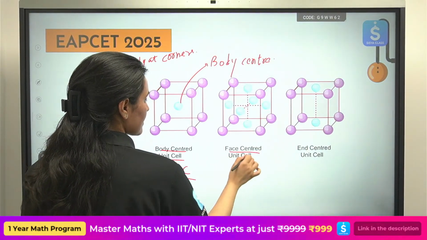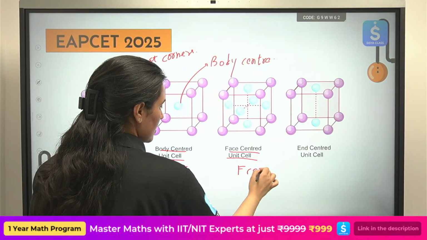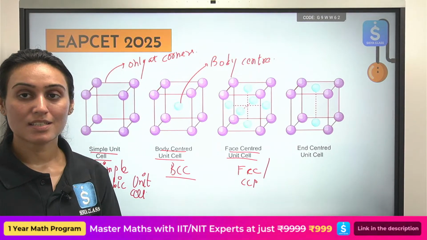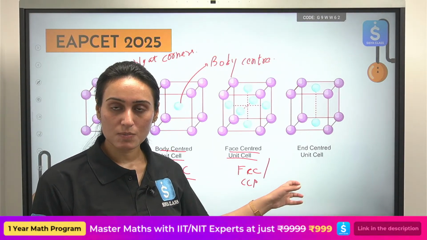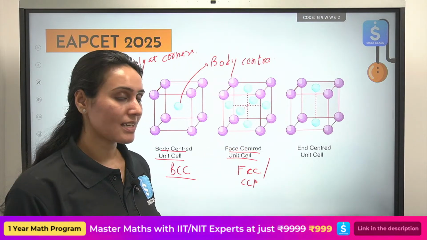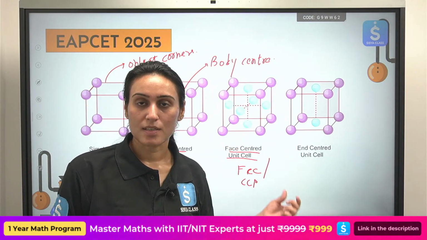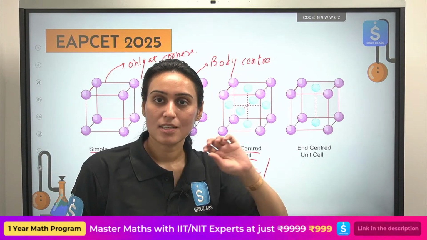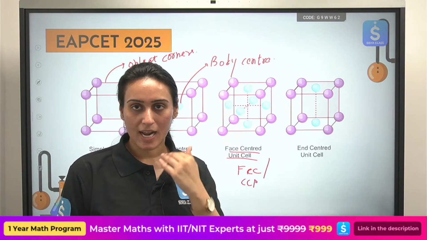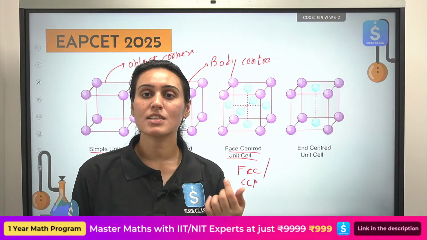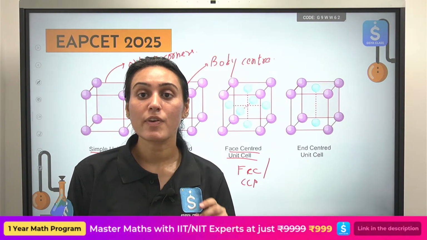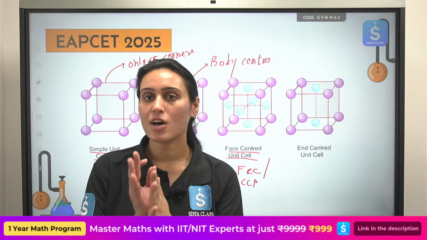What about face-centered unit cell? Sometimes it is written as CCP also. In the question, don't get confused. Cubic close packed structure is FCC only. So there are two names for this: face-centered cubic unit cell and CCP, cubic close packed unit cell. Okay. So in this case, where are your atoms present? At the corners. That part is same. In addition to that, you will find there is one atom present at the center of each face.